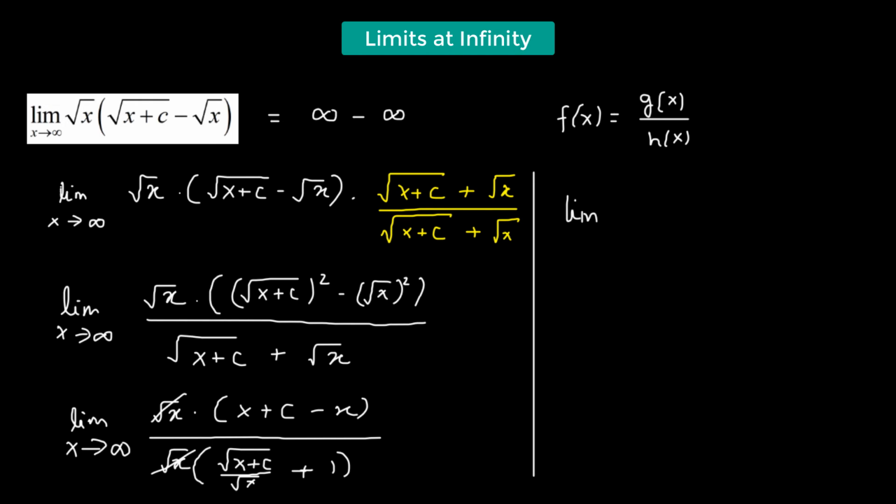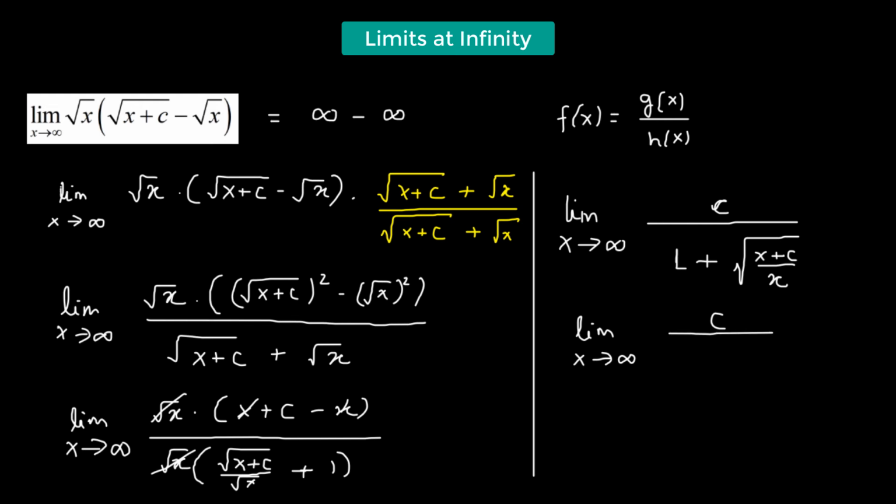and that leaves us with limit x going to infinity. So also the positive x and the negative x will cancel out, so we have c in the numerator divided by 1 plus, now we're going to combine the two square roots present in the first term. So that will be simply x plus c over x, which can be further reduced to, x going to infinity, we have c over 1 plus square root of 1 plus c over x.